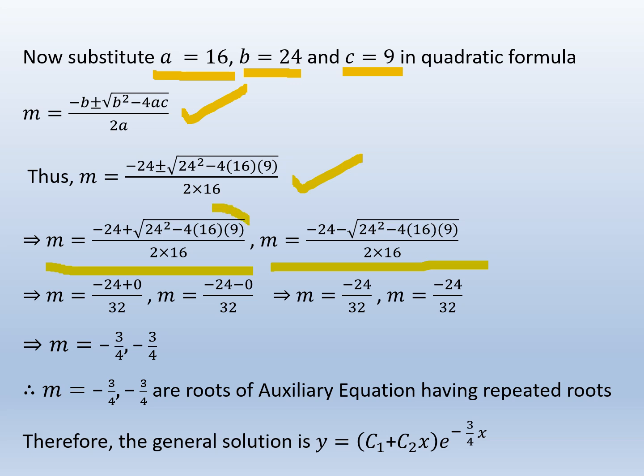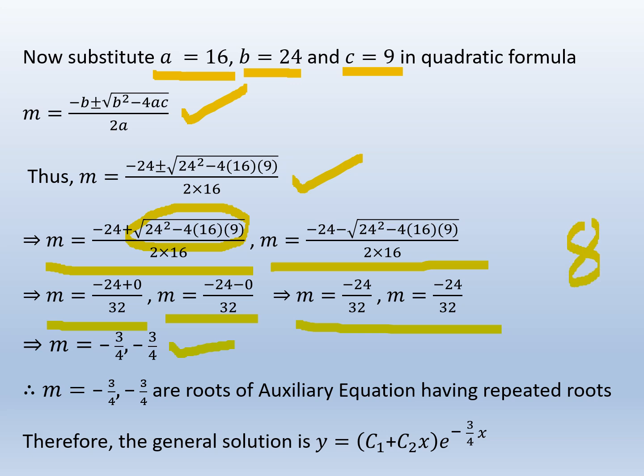Here the square root term, root over 24 square minus 4 into 16 into 9, gives the value 0. Therefore we get M is equal to minus 24 plus 0 by 32, and the other one, M is equal to minus 24 minus 0 by 32. Therefore, we have two values for M which are equal, that is minus 24 by 32. Therefore, we have M is equal to minus 3 by 4, which is obtained by cancelling out 24 and 32 with the common factor 8.